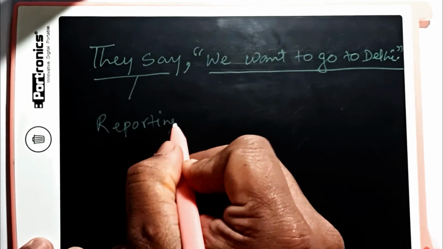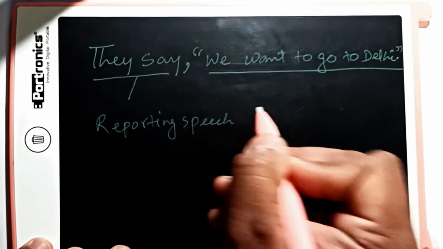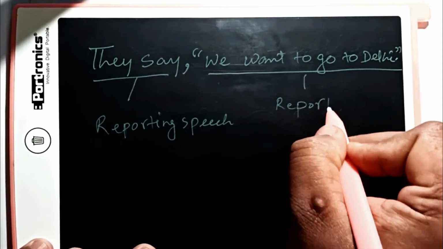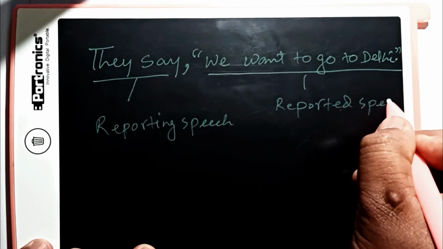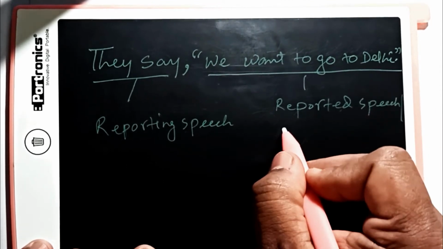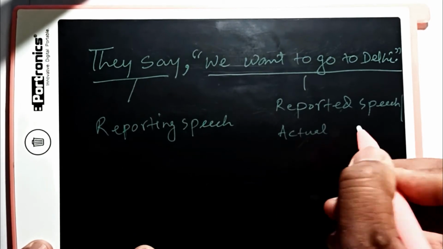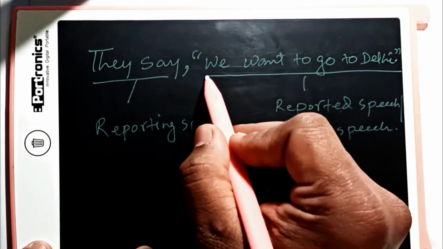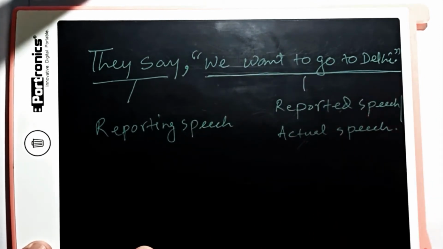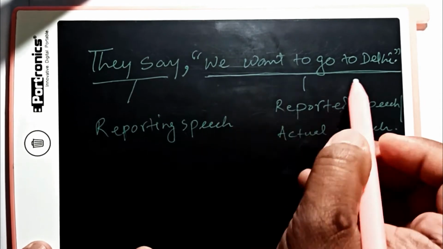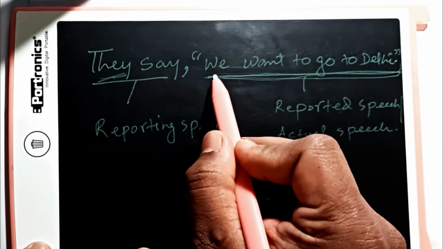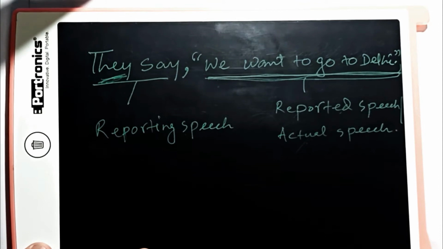reporting speech, and then the second part is called reported speech, or for a reason it can also be called actual speech, because this is the original speech made by a person. In this case the speaker is they. So this is the actual speech, the original words spoken by these people. So we will also call it actual speech.